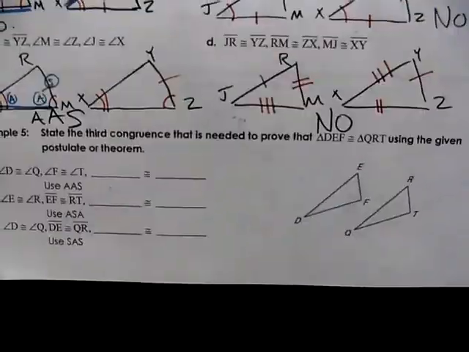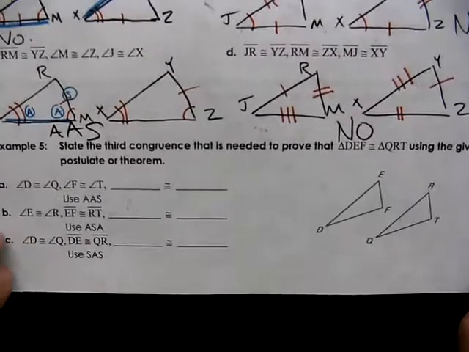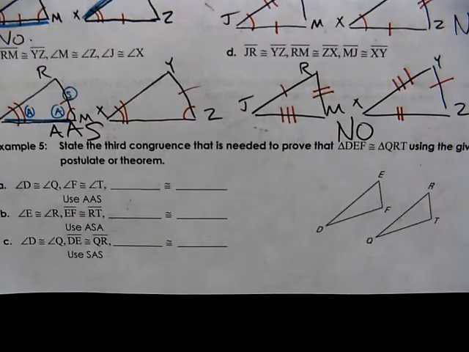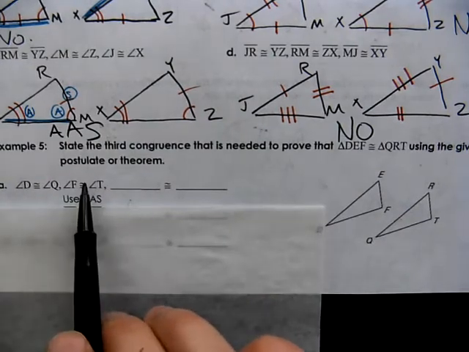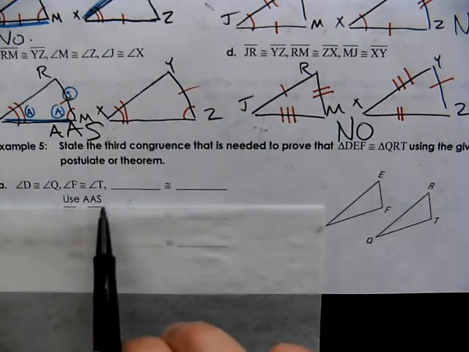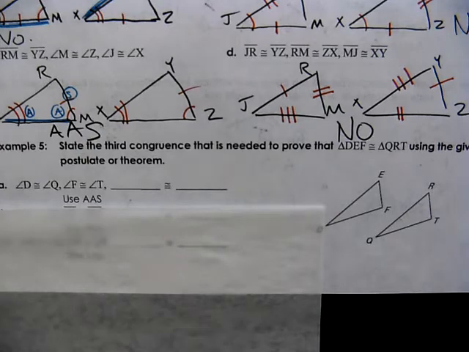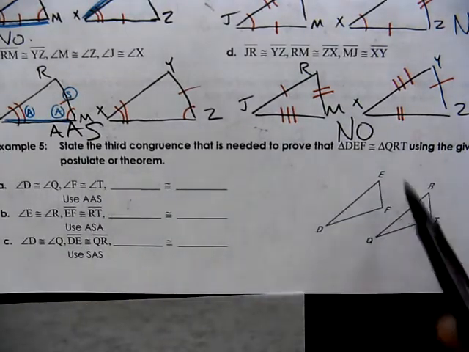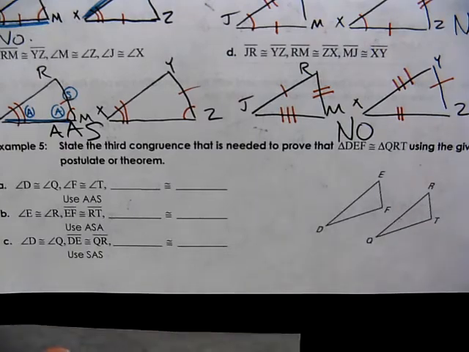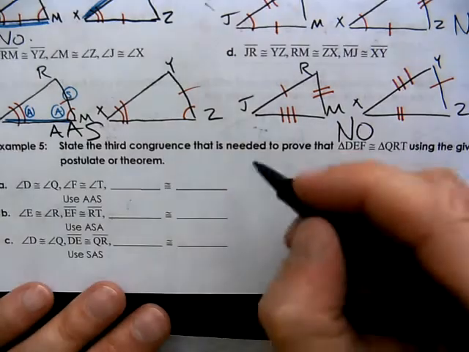All right, let's take a look at this last diagram here. Example 5: state the third congruence that is needed to prove that the two triangles are congruent. So once again, they're giving us some information, and they want us to use a particular pattern. Because we're using 3 examples on the same diagram, it gets really messy with all the markings on it. So I'm just going to redraw that diagram here for this first one.